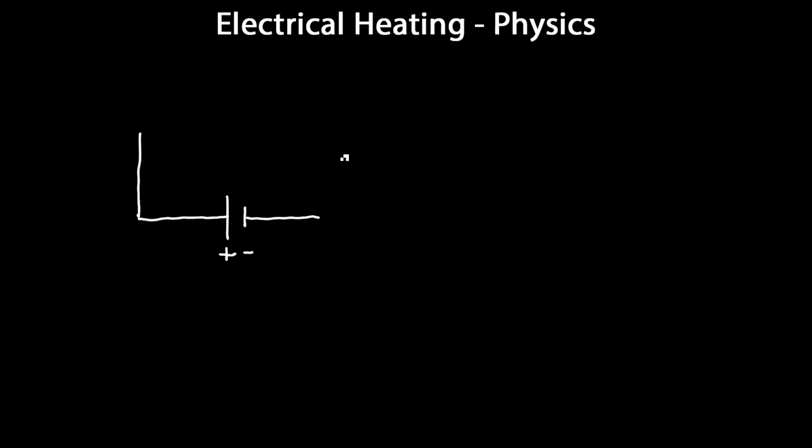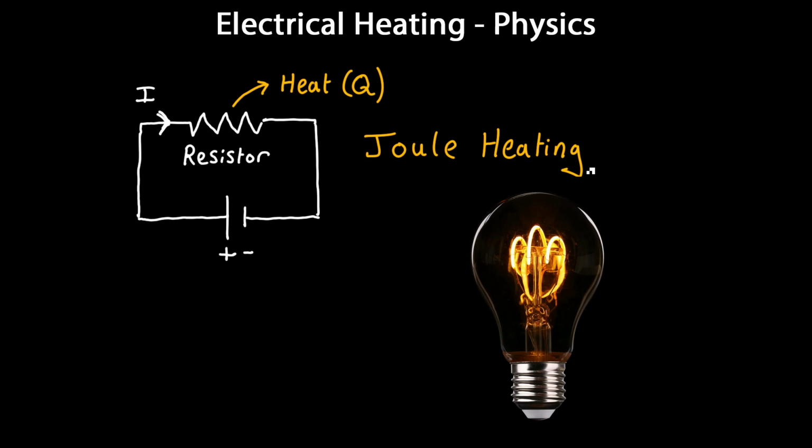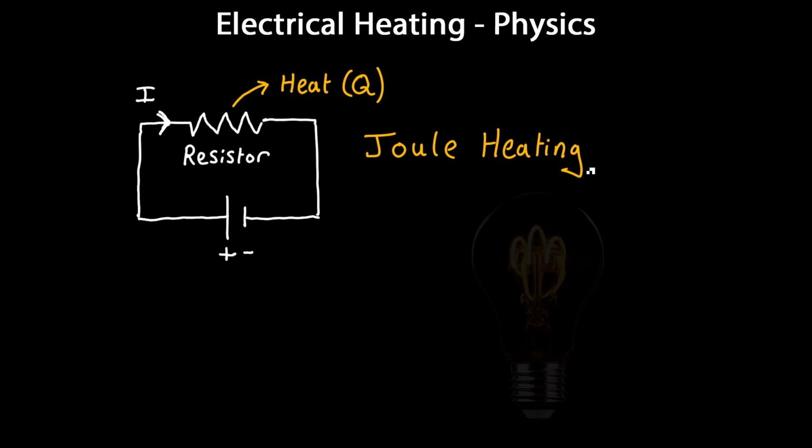When an electric current passes through a resistor, the resistor heats up. This heating effect is called Joule heating, and we see this quite often in our homes. Whenever we turn on an incandescent light bulb, so for example a light bulb with a tungsten filament in it, or an electric heater, or a toaster, and so on.